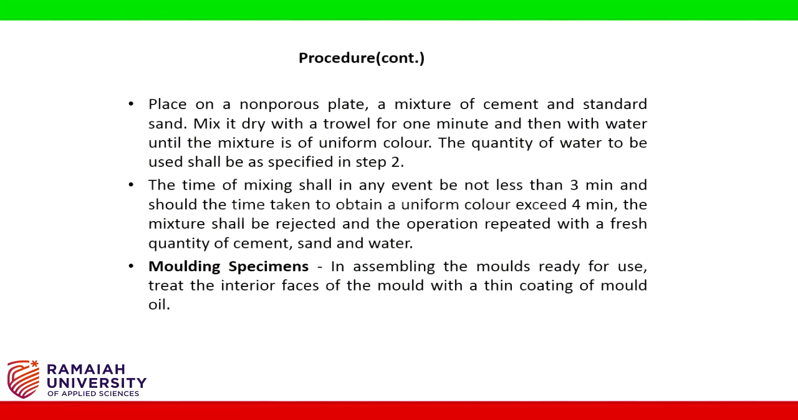Place on a non-porous plate a mixture of cement and standard sand. Mix it dry with a trowel for 1 minute and then with water until the mixture is of uniform color. The quantity of water to be used shall be as specified in step 2. The time of mixing shall in any event be not less than 3 minutes, and should the time taken to obtain a uniform color exceed 4 minutes, the mixture shall be rejected and the operation repeated with a fresh quantity of cement, sand and water.